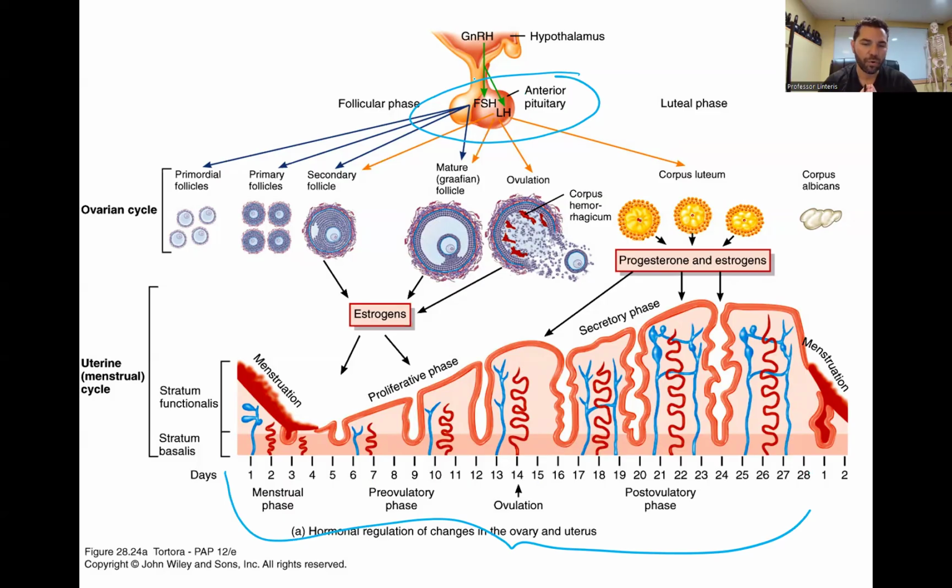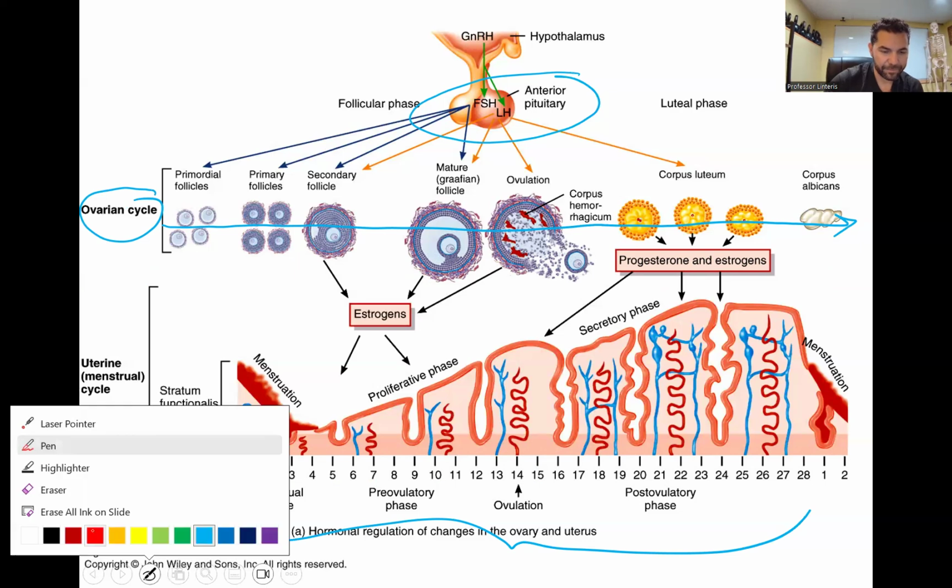But it's showing you the hormones involved, right? This will become important when we start to understand how this is regulated or how it's manipulated through various drugs and things like that. So here we have the ovarian cycle, and it's just showing you as you go along that process I already discussed. Primordial follicles, primary follicles, secondary follicles, mature follicles, ovulation, corpus luteum, corpus albicans.